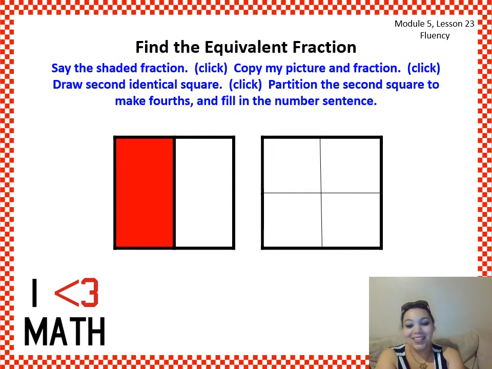All right, so on this activity, we are going to be creating equivalent fractions by looking at the first fraction, identifying it, and then making an equivalent fraction that takes up the same amount of space in the other picture. All right, so let's go ahead and get started.